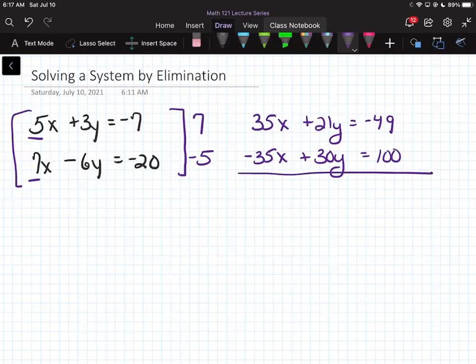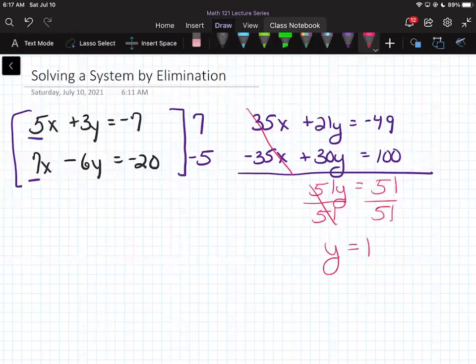Now I can add these two equations together. When I add them, my x's cancel. I end up with 51y equals 51. Dividing both sides by 51, I'm able to solve for y equals 1.